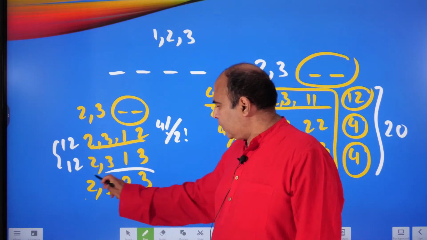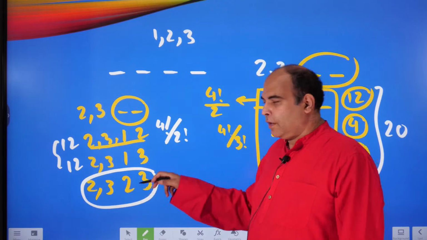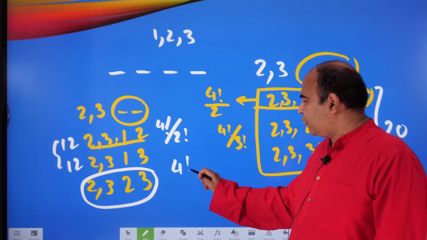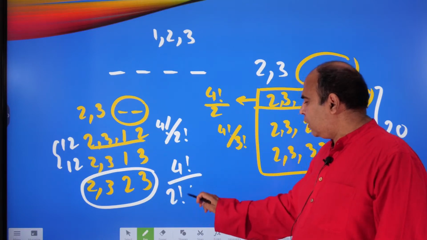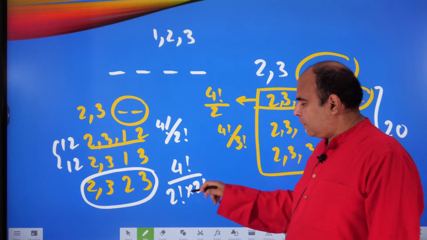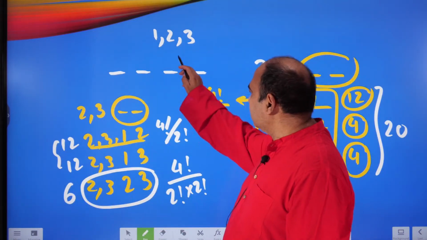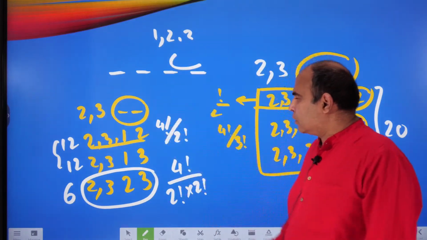And then this one is where we are making numbers with 2 2s and 2 3s, 4-digit numbers. So the number of numbers is 4 factorial divided by 2 factorial into 2 factorial. So 24 divided by 4, which is 6. This gives me a total of 50 numbers. That's the answer to this question.